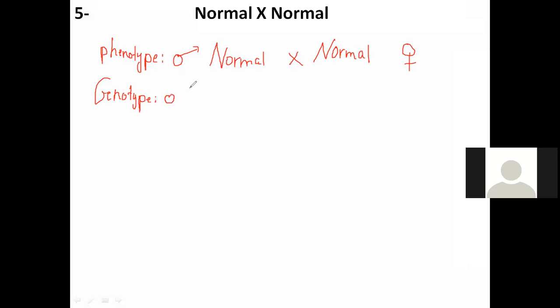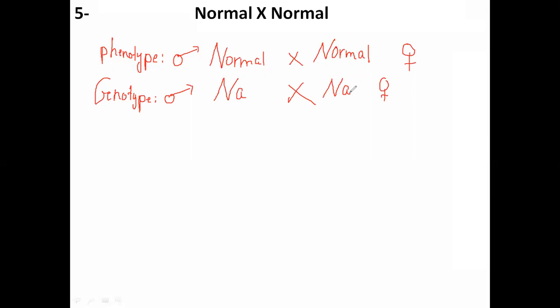Both of them, Maher and Sarah, are heterozygotes. So both of them have an A. So this is the genotype, an A, and here we have an A. Some of you are going to start to use another symbol other than A. In this part, if you use another symbol, you're going to lose all the marks.